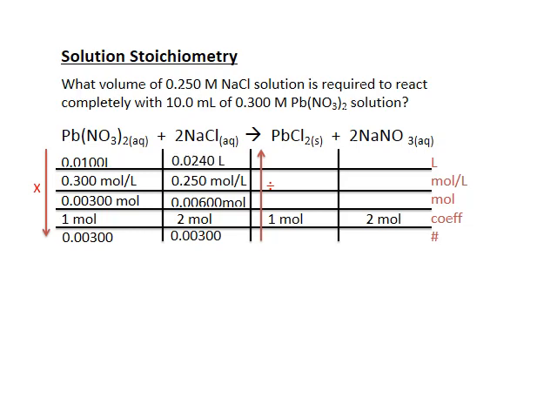And what I got was 0.024 liters of that sodium chloride solution. If you wanted it in milliliters, you could multiply it by 1,000, and that would be 24 milliliters of that sodium chloride solution is what I would need.